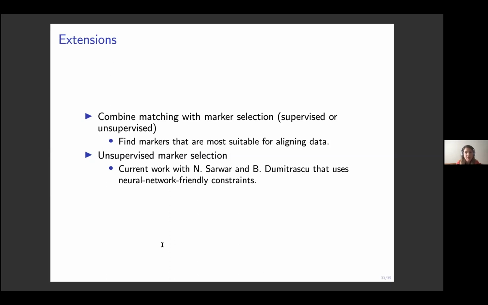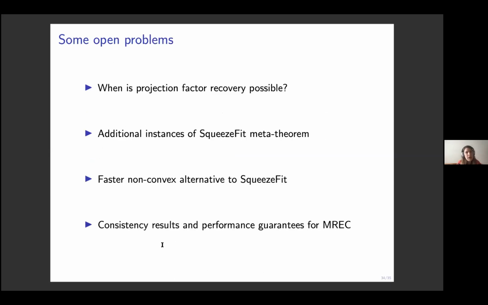And other open problems that are related to the things that I just talked about. So when is this projection factor recovery possible? Can we prove more instances of this theorem where we can do this projection factor recovery, reconstruction?